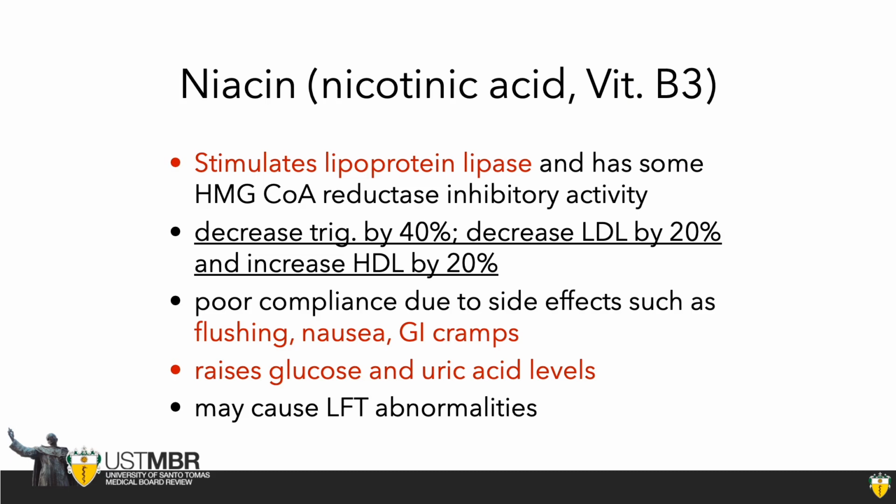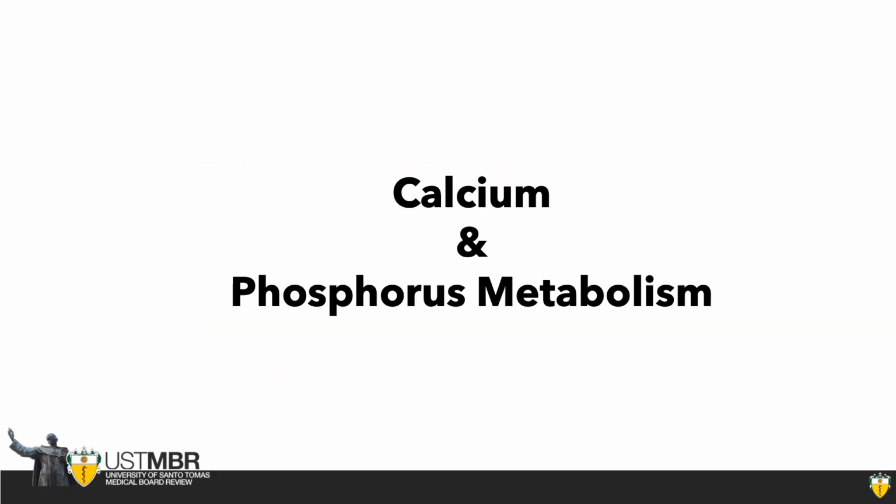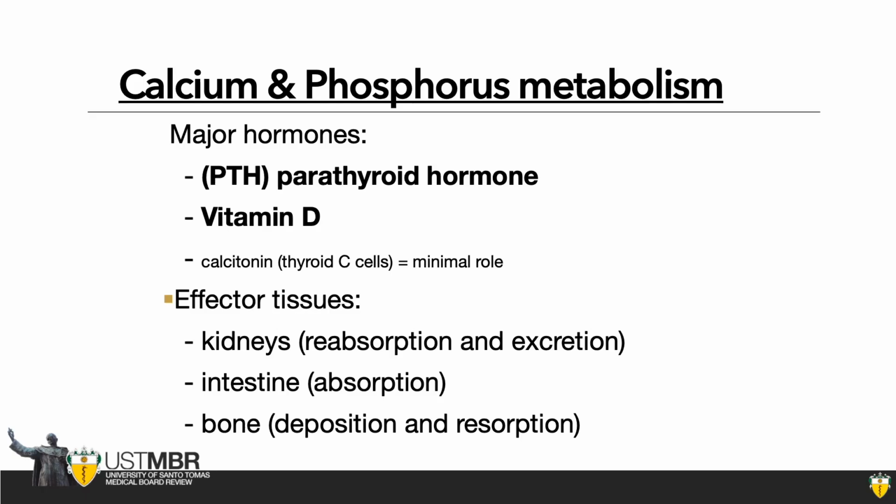I think dyslipidemia should still be a topic in biochemistry, and cardiology might touch upon it a little bit. But let's go to the last part, calcium and the parathyroid. When we talk about calcium and phosphorus metabolism, it's 3 and 3. You have 3 hormones and 3 effector tissues.